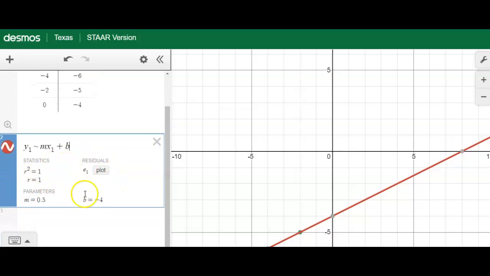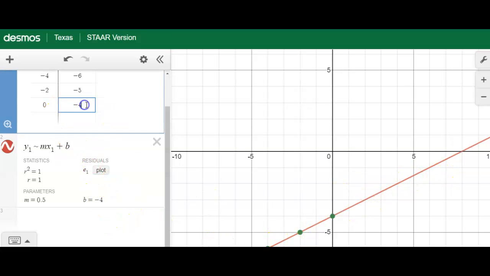You see all this stuff? What does it say right there that my slope is? 0.5, and what does it say my y-intercept is? See these r numbers right here? If the r equals 1, it means that these points are exactly on my line. Do you see them over here on the graph? These points that I put in the table are exactly on my line.